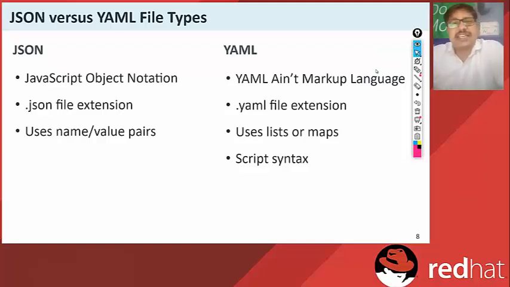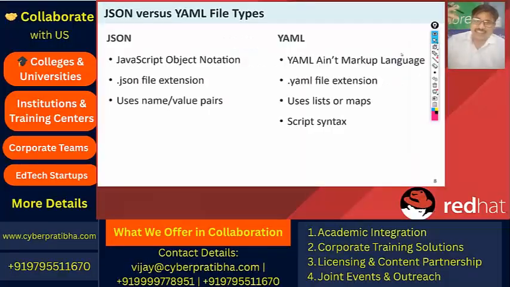But now the question is, if the administrator or developer, what type of files will be uploaded on the repository, which types of files are required? Generally two types of files are used. One is JSON, another is YAML. JSON is JavaScript Object Notation. Already you know this. The file extension is .json. In JSON there are two things: one is a name, another is a value pair.